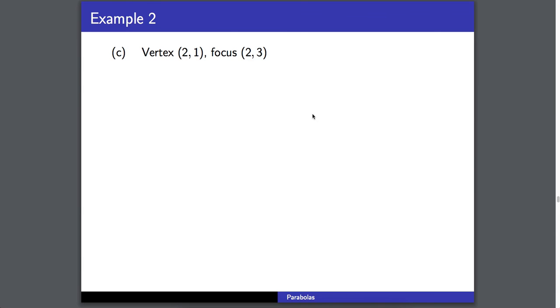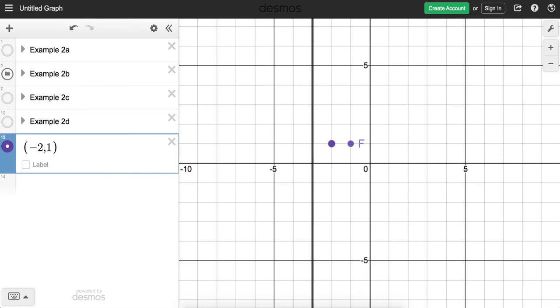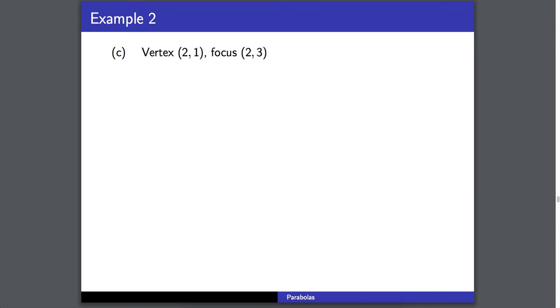All right, part C. This time we get a vertex and a focus point. So vertex is at (2, 1). Focus is at (2, 3). So let's go ahead and hide this. The nice thing with having a vertex and a focus point is we only need to find the value of p to get the value of a. In this case, the distance between the vertex and the focus point is 2 spaces. So our value of p is 2, which makes a equals 1 over 4 times 2, or a equals 1/8.